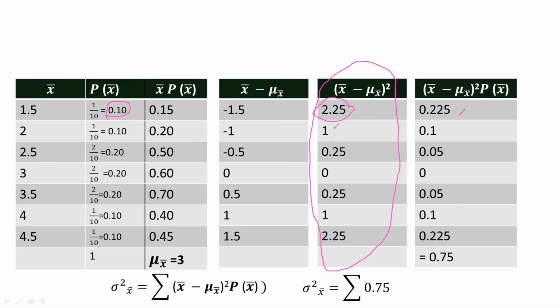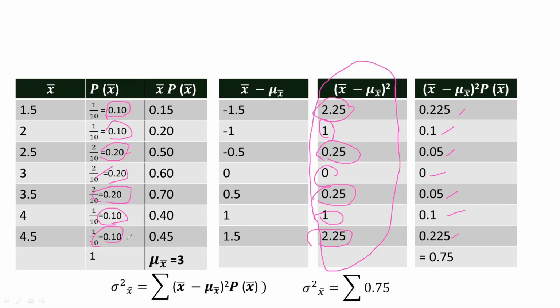So, next is 1 times 0.10 is equal to 0.1. 2.25 times sa 0.20 natin dito is equal to 0.05 and 0 times 0.20 is equal to 0. 0.25 times 0.20 is equal to 0.05 and 1 times 0.10 is equal to 0.1 and 2.25 times 0.10 is equal to 0.225.